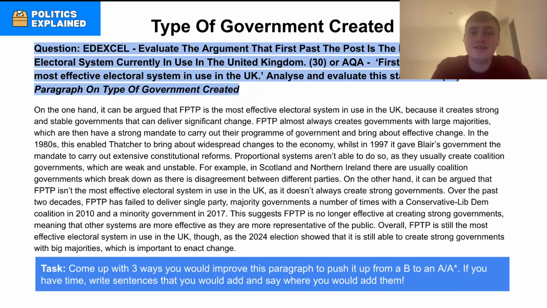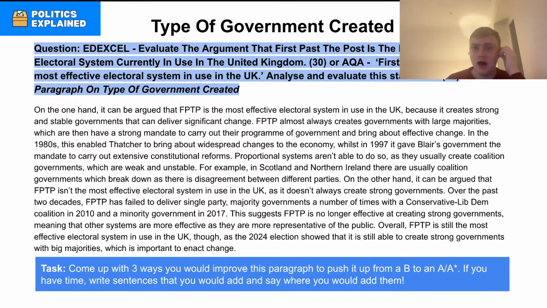Okay, so there's a few ways this paragraph could be improved, and there's more than a few, and we're going to have a look at those when we look at these key A-star tips for analysis and evaluations. Certainly isn't a bad paragraph, but a few ways. First of all, this focuses almost all just on first past the post in terms of the level of detail. Bringing in that comparison within each side of the paragraph to a more proportional system will really impress the examiner. Secondly, it could explain in more detail how the system creates the outcome.